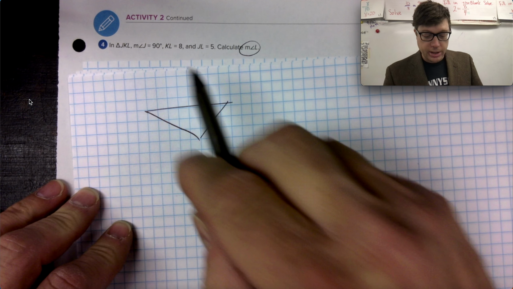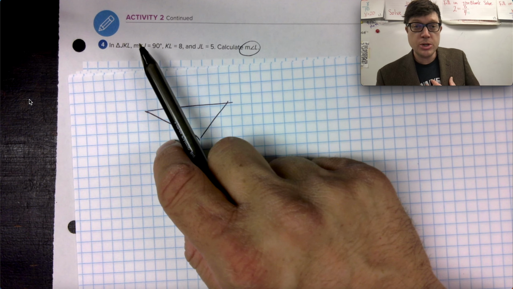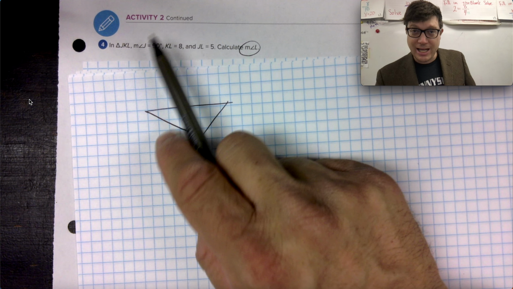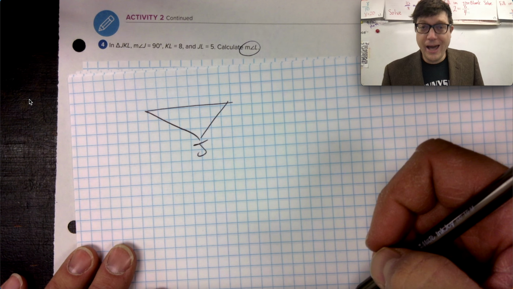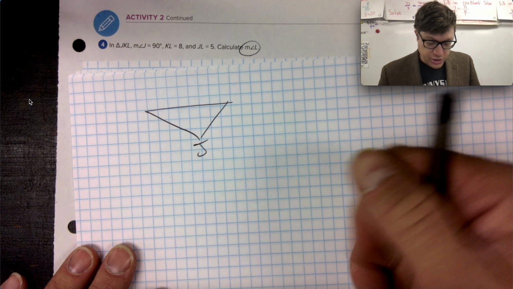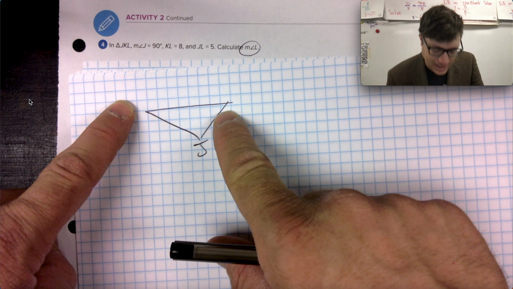Now we've got to put the letters, but we don't know where. At first when I started this, I didn't know where the letters were supposed to go. So I looked at the information: angle J is 90 degrees. Then I looked at how KL was supposed to be 8. If J is here, then KL has to be the opposite side length.